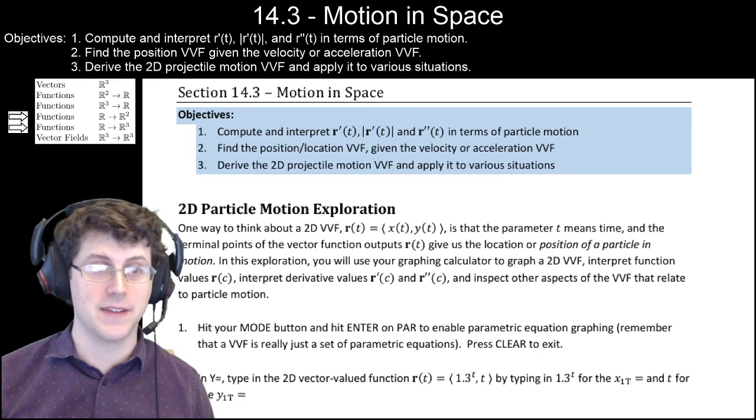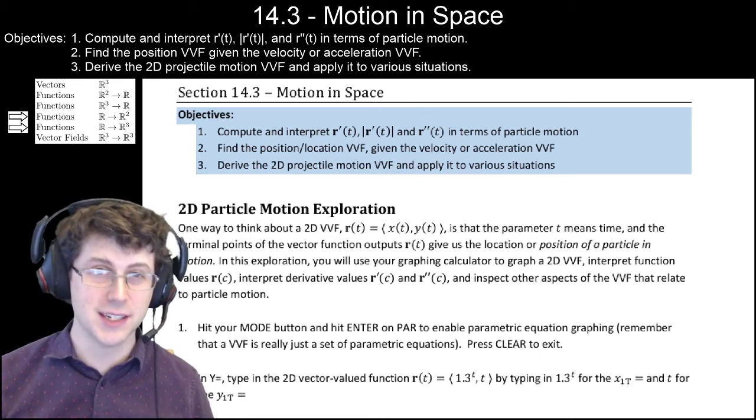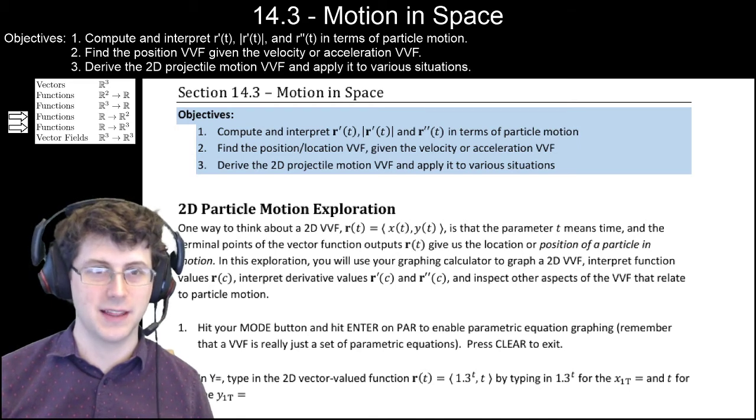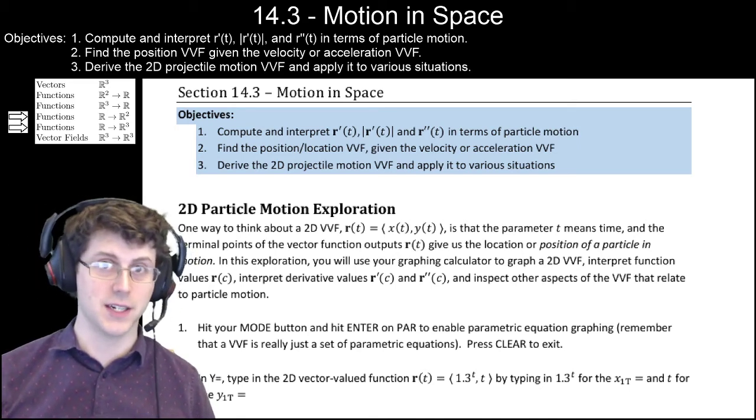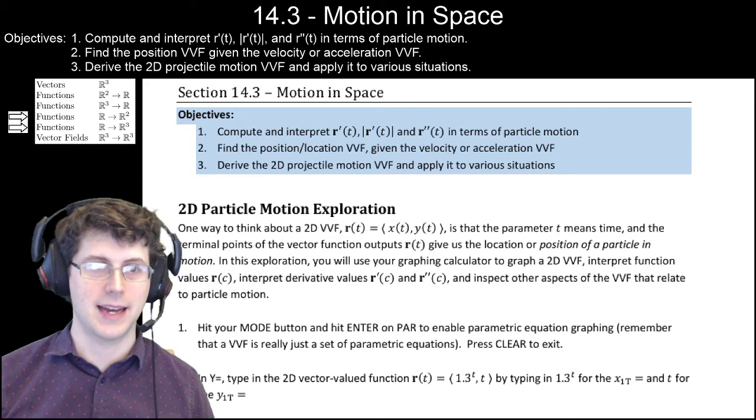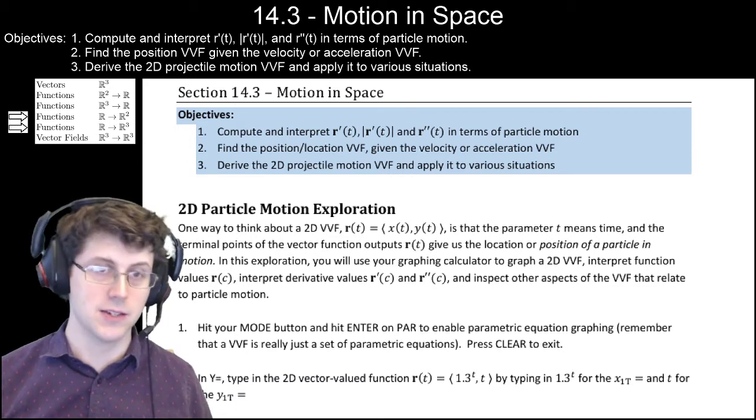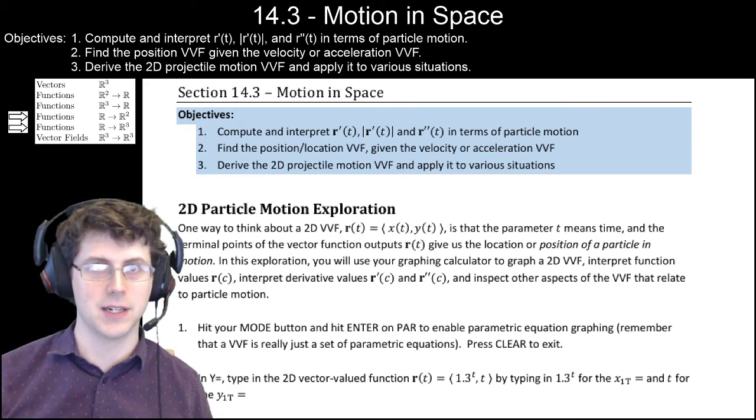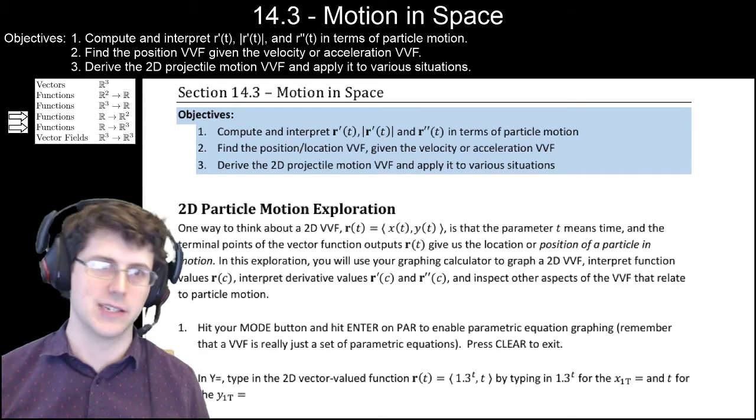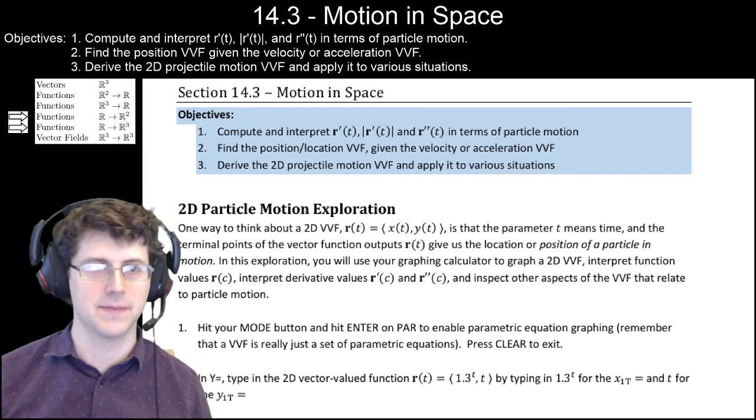Number 2, we're going to find the position, or location, vector-valued function if we're given the velocity or acceleration vector-valued function. And third, we'll derive the most commonly used two-dimensional projectile motion vector-valued function and apply it to a couple of physics situations.